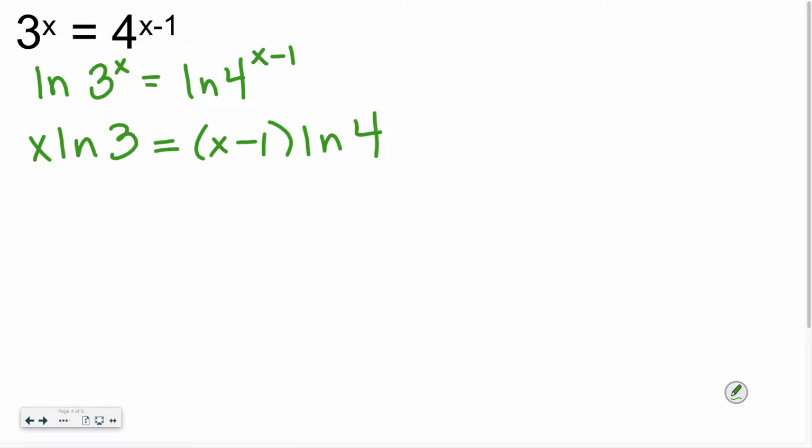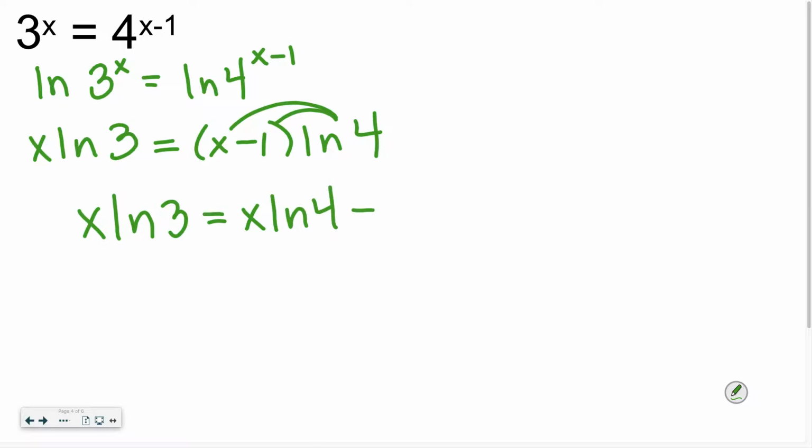Okay? So let's take this right here and distribute it to that x minus 1. Okay? So what we have is x natural log of 3 equals x natural log of 4 minus 1 times natural log of 4.